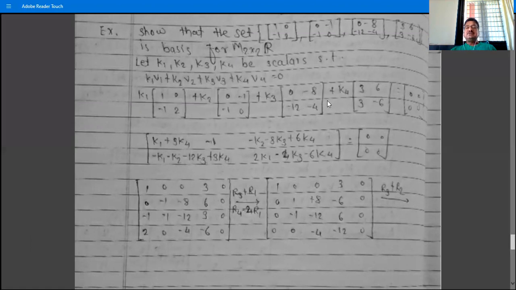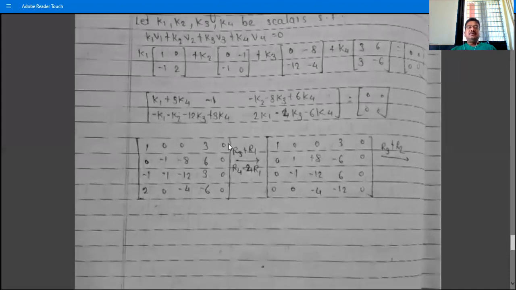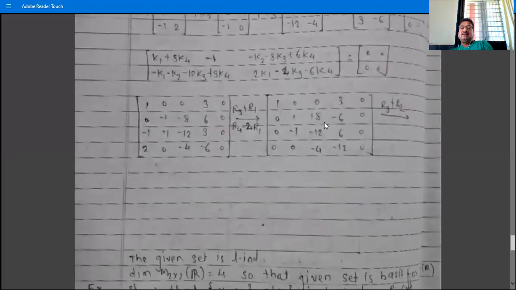So we have this entry, k1 plus 3k4. Then this entry: -k2 - 8k3 + 6k4. Then this entry is -k1 - k2 - 12k3 + 3k4. And this entry is what? 2k1 + 4k2 - 4k3 - 6k4, each equal to 0. So after first writing the multiplication definition and then addition, we have the four equations, that is k1 + 3k4 = 0, and the others also equal to 0. So write that system. Now we have to solve this system. Write the augmented matrix, convert the matrix to echelon form, and then rewrite the equations.